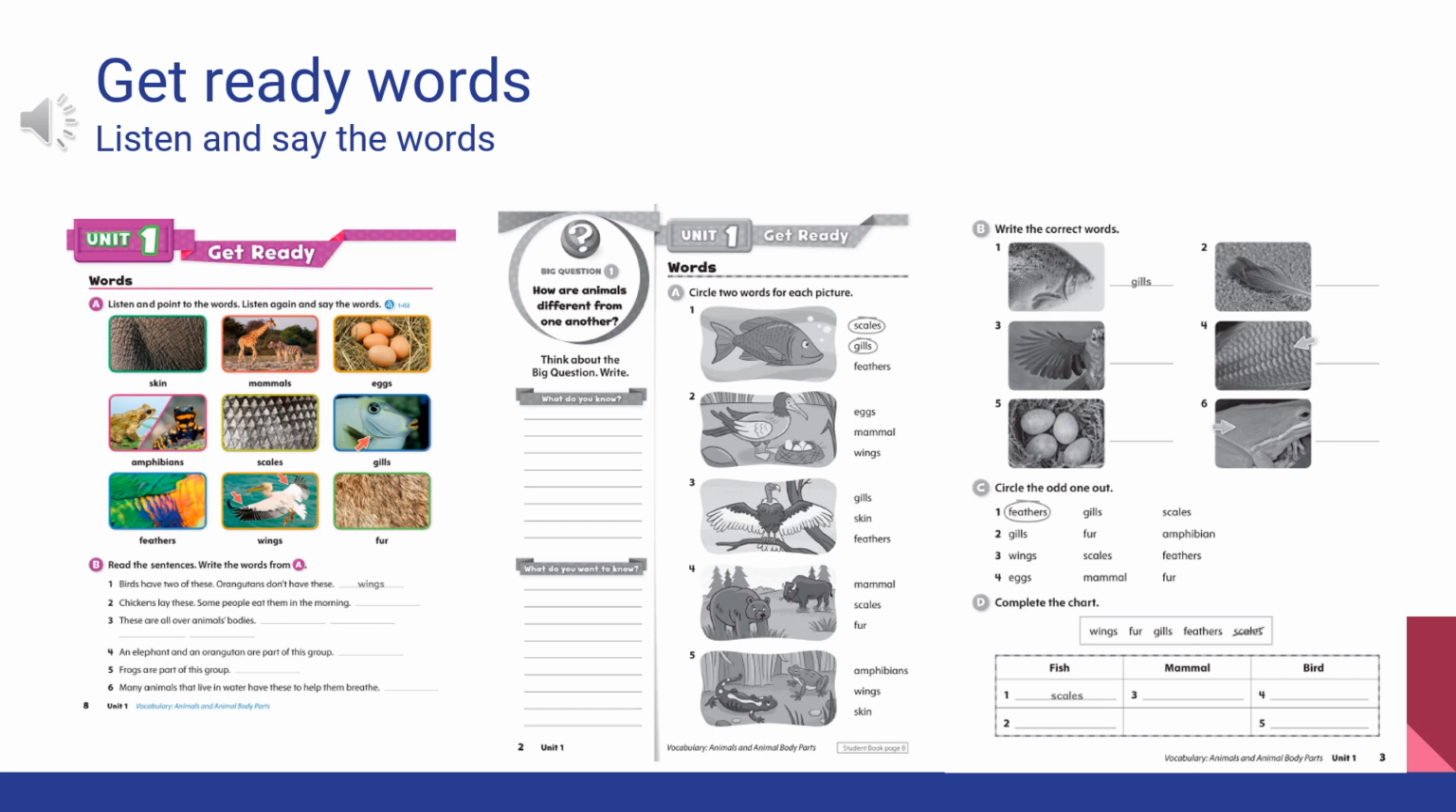So wings. Yes, birds have wings. Fur. Does fish have fur? Do mammals have fur or do birds have fur? Yes, mammals have fur. Gills. It's quite obvious that fish has gills. Feathers. Birds have feathers. Scales, and it's already done. Fish has scales on its body.